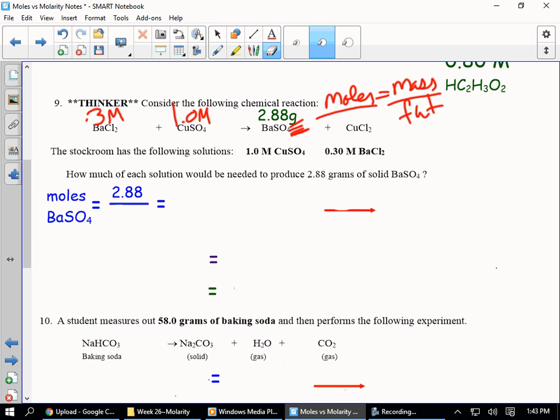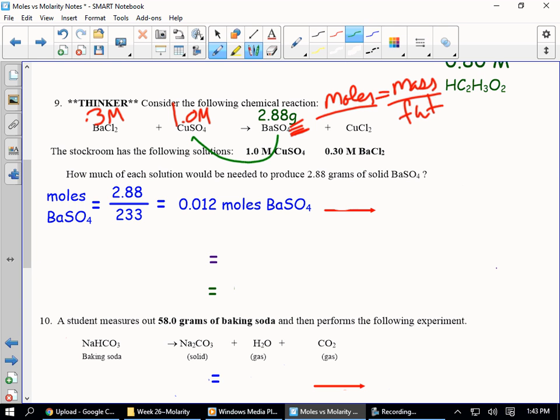2.88, and when I add 1 barium, 1 sulfur, and 4 oxygens, I get 233. Divide that up. That's how many moles of barium sulfate I need. Now the question is asking what volume of this and what volume of this are needed.